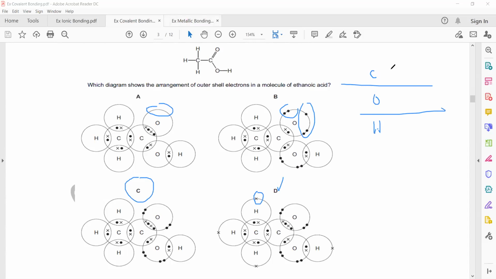Because oxygen should have 4 electrons in the outermost shell, unshared electrons. The reason: carbon belongs to group 4, oxygen belongs to group 6, and hydrogen belongs to group 1. So carbon will share 4, oxygen will share 2, hydrogen will share 1; unshared will be 4 for oxygen, and 0 and 0 for the others. So hydrogen and carbon should not have any unshared electrons, and oxygen should have 4 unshared electrons. That's why C is the right answer.